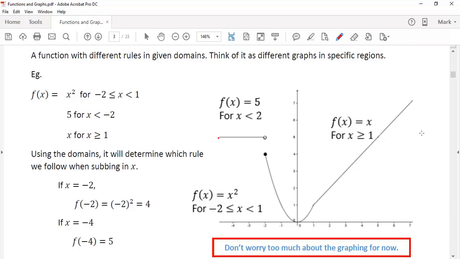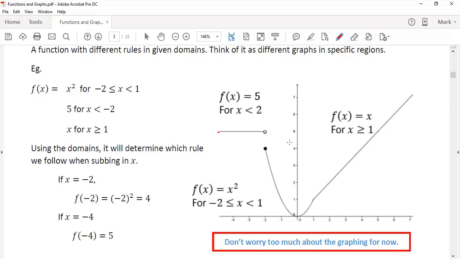For now, we're not going to focus too much on graphing these, because half of this topic is about graphing. So we'll learn about the graphs later, and then we'll come back and graph these. But for now, we're just going to focus on the substituting.